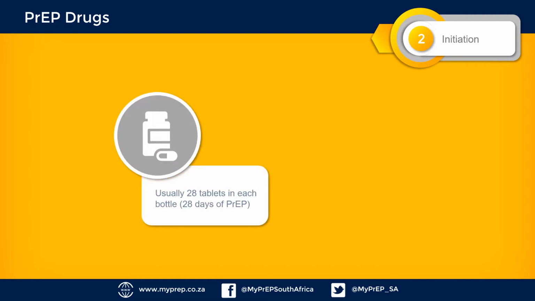Note that in the bottle, there are usually 28 tablets per bottle for 28 days of oral PrEP usage. When you schedule a follow-up visit, make sure that they have enough PrEP to last them until their next visit date. It is often useful to negotiate the follow-up date by asking the patient when would be most suitable for them.